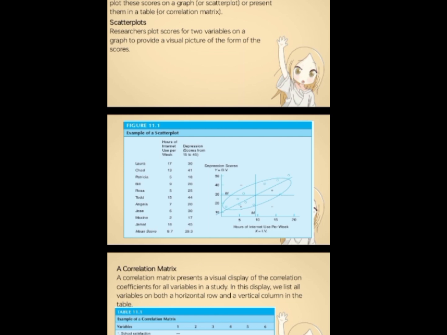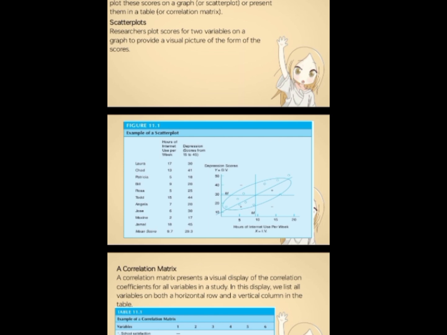So as shown in figure 11.1, hypothetical scores for 10 students are collected and plotted on the graph. Several aspects about this graph will help you understand it. So, the hours of internet use variable is plotted on the x-axis, the horizontal axis. So that is the x-axis. The depression variable is plotted on the y-axis, the vertical axis.